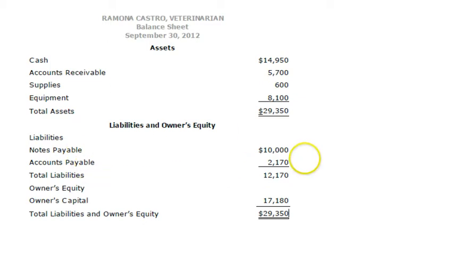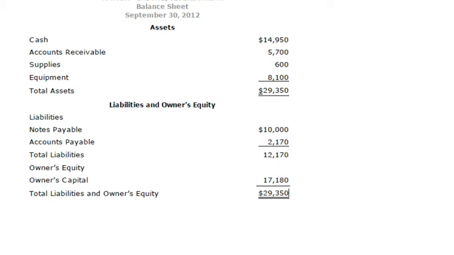Liabilities, notes payable and accounts payable, totaling $12,170, and then owner's capital, the $17,180 we came up with in our statement of changes in owner's equity, the two totaling $29,350. Our total assets equal our total liabilities and owner's equity. When this happens, I can hear the cheers across the valley.